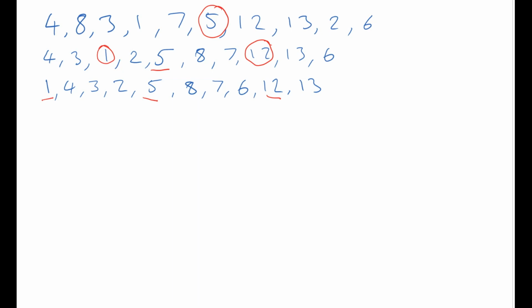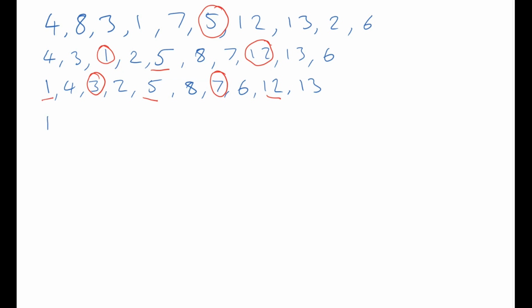Now looking at the sublist that I have, 4, 3, and 2 in this sublist, the middle one is a 2. I have a sublist here, 8, 7, and 6. The middle one is the 7. And I have a sublist here, but this list is only of length 1, the 13, so I don't need to worry about that. So I'm going to go through the process again.